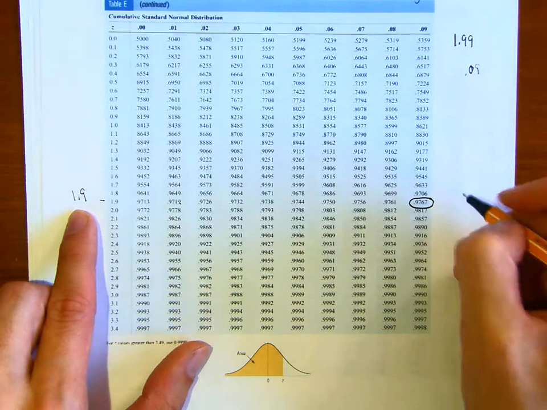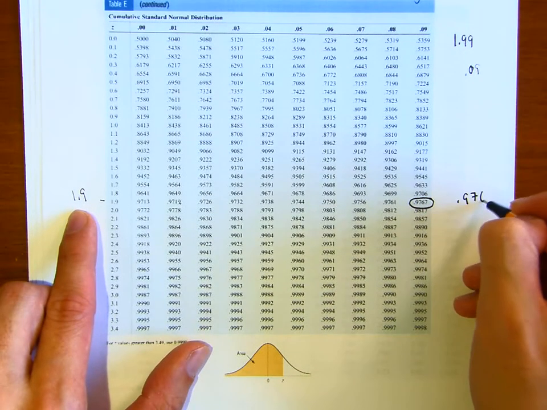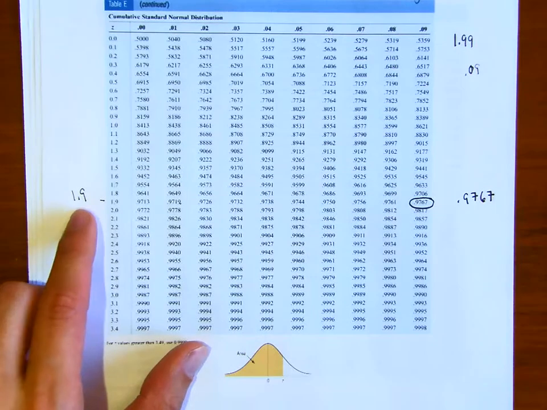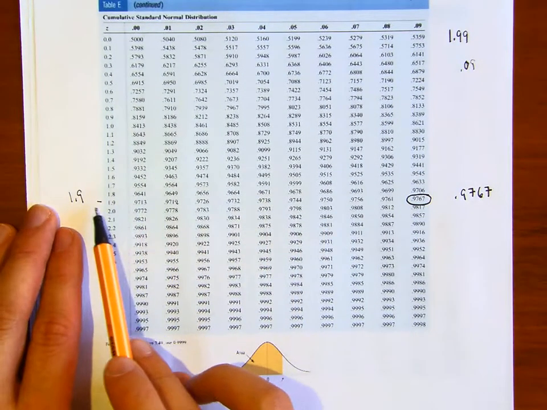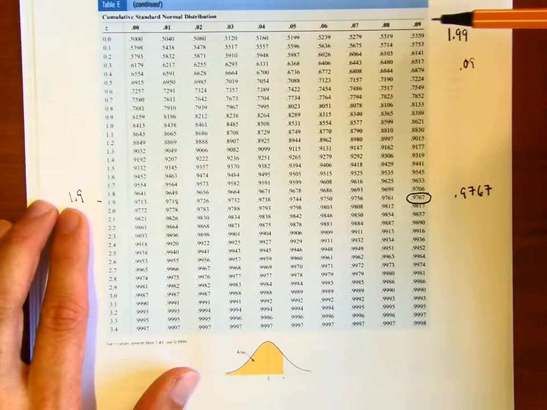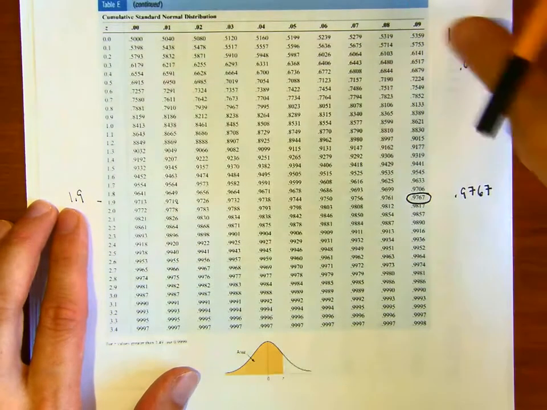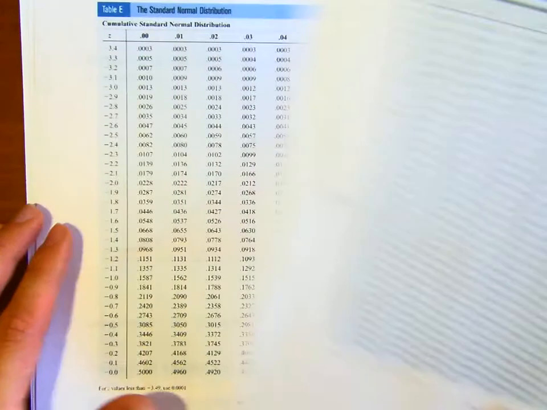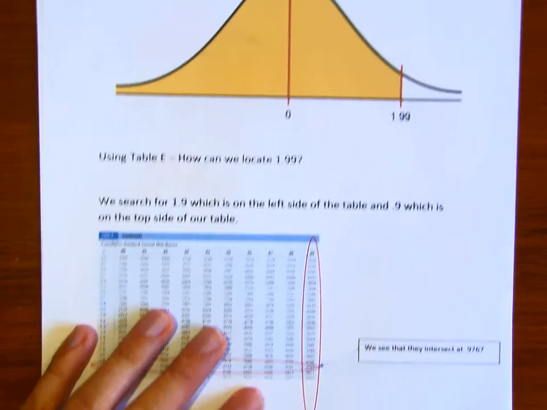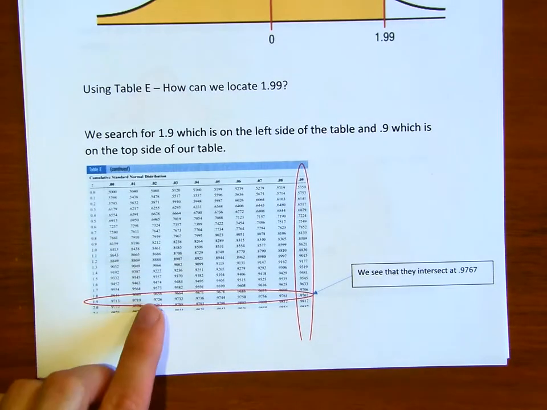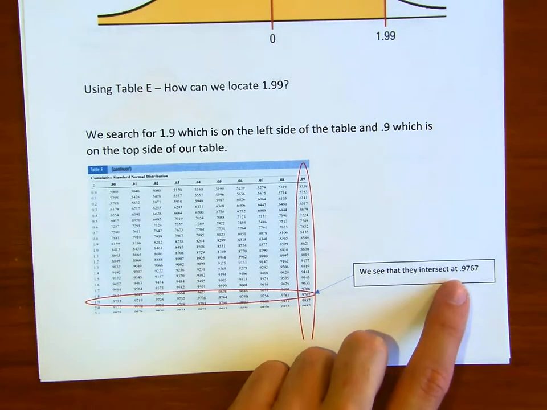It's 0.9767, okay? And how did we find that? We found that with the intersection of 1.9 and 0.09. And I showed a little description right over here on how to do it. Notice that they intersect at that 0.9767.